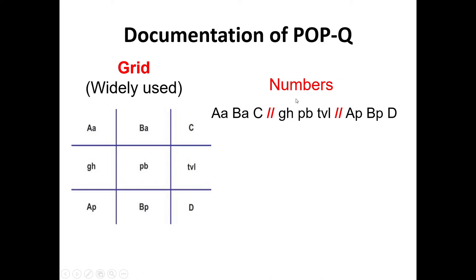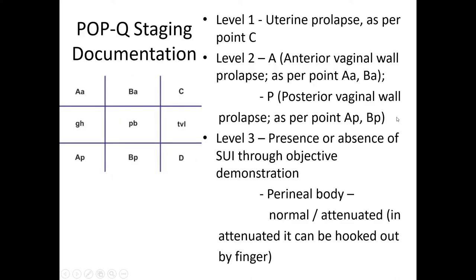It can be expressed in numbers also: Aa, Ba, C, double slash, GH, PB, TVL, double slash, Ap, Bp, D. And to document it, we'll put our findings in this grid, and we'll write it like this also.